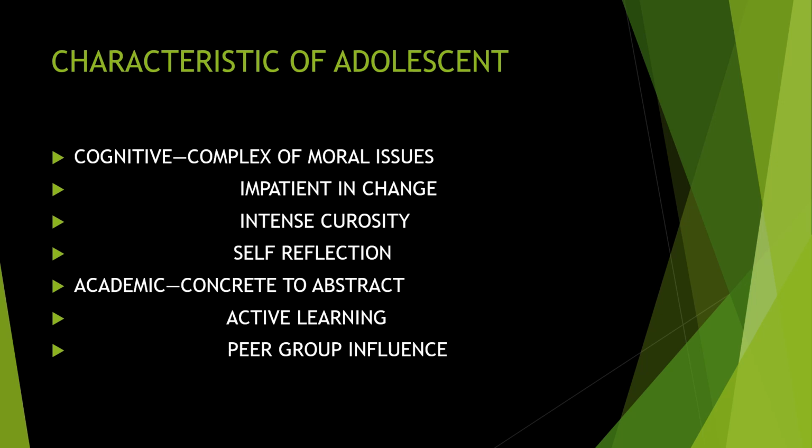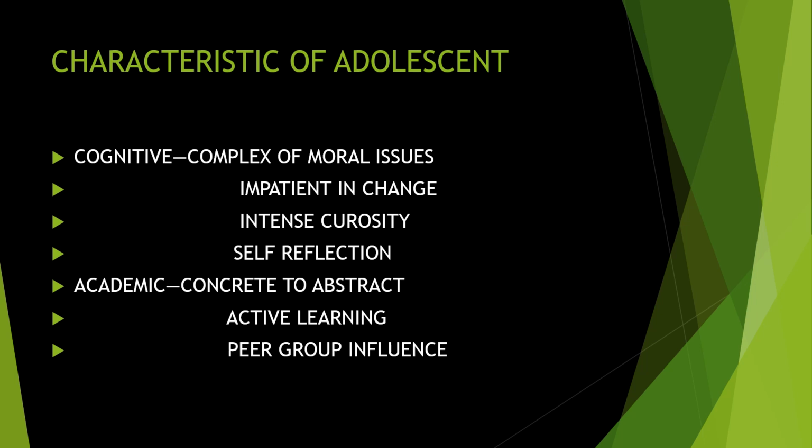Next is academic: concrete to abstract. We know that teachers teach students from the concrete to the abstract level. For example, a table is something we are able to touch, so we call it concrete. The word honesty we are not able to touch, so it is an abstract word. First we teach what we are able to see, and only later do we teach the more complicated areas. That is concrete to abstract.